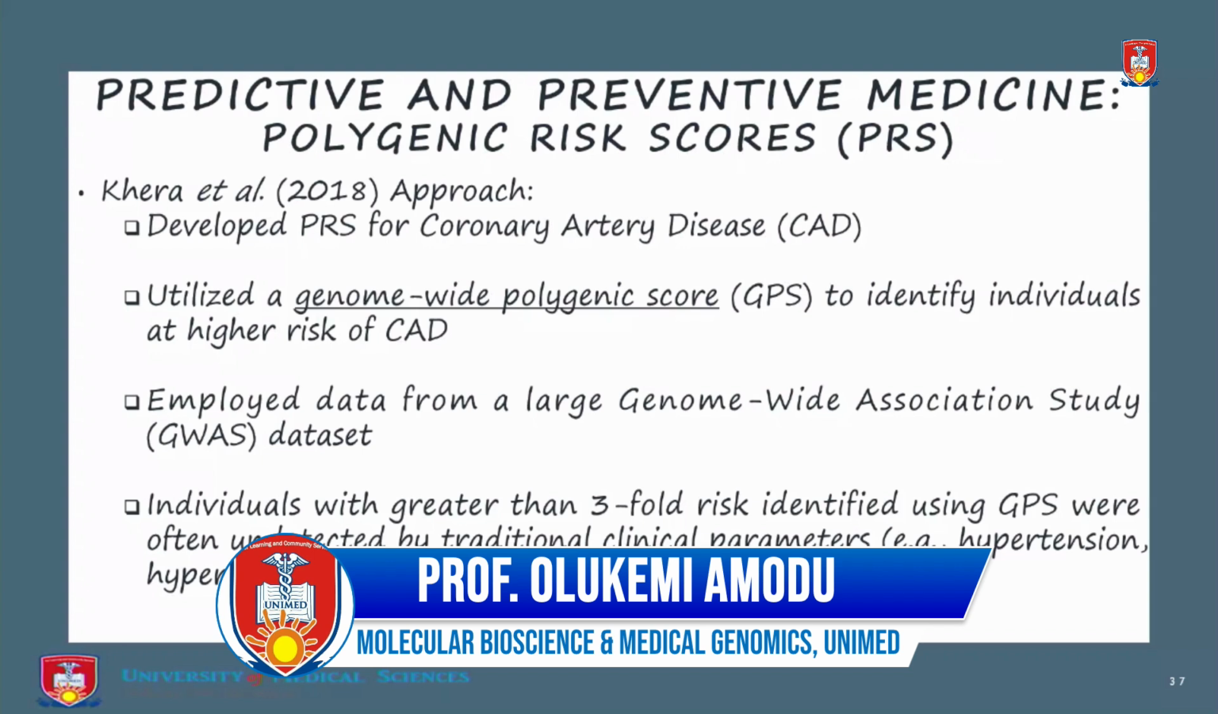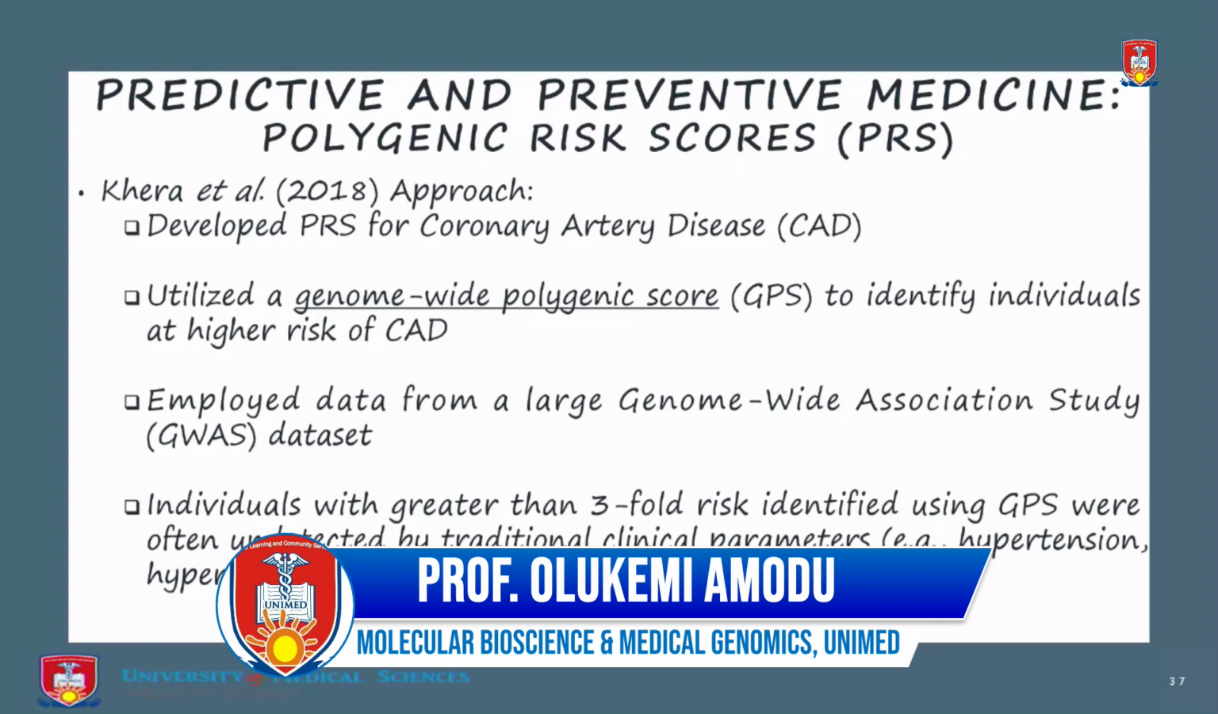So, for example, there was this polygenic risk scores for coronary artery disease. They used what they call a genome-wide polygenic score to identify individuals that had a higher risk of this coronary heart disease. And so they have a lot of data. That's why I said, let's get young people also involved in bioinformatics. You understand?